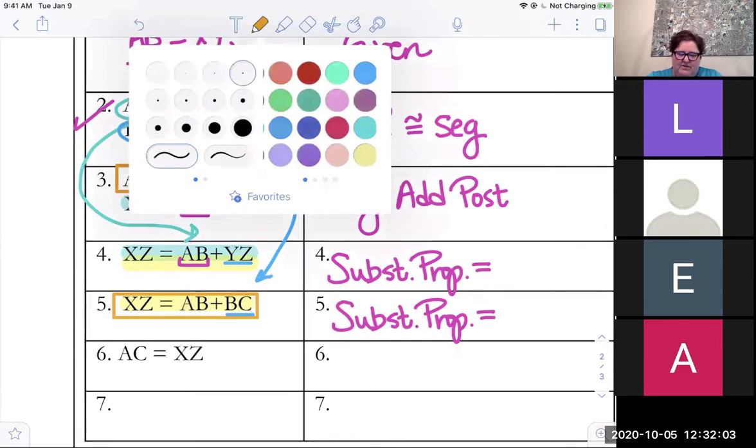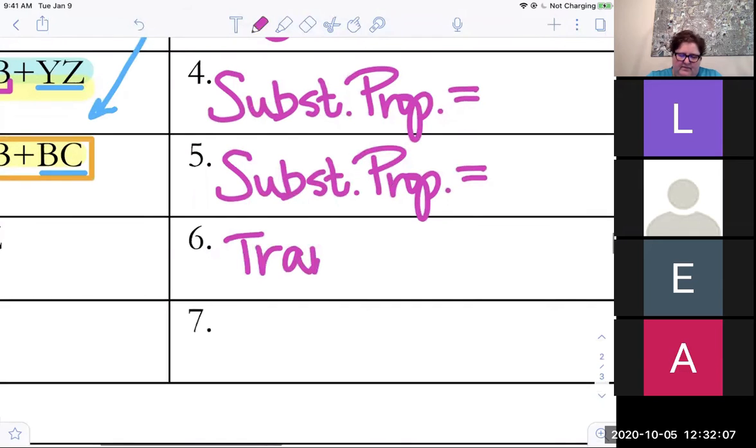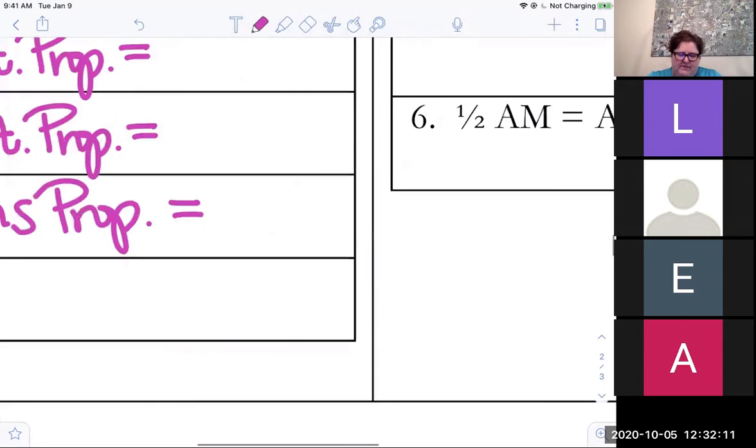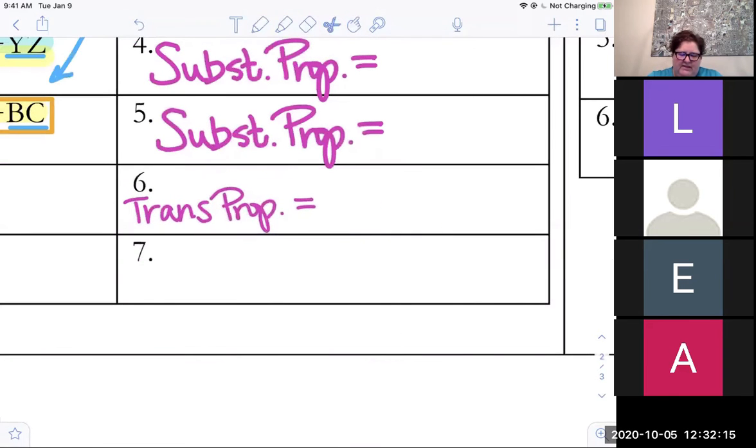Could that be substitution also or no? I agree with transitive. Yeah, it could also be substitution. So that one, it's transitive because you're taking a whole entire side of the equation out.